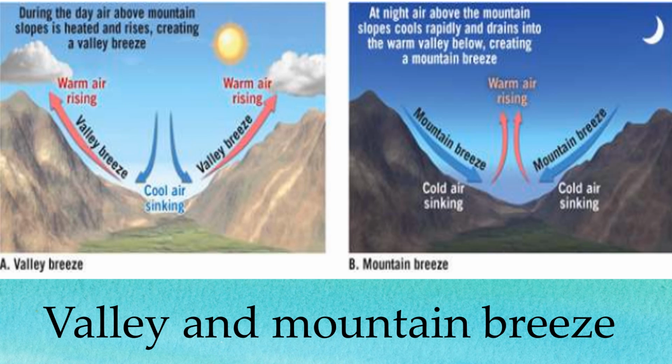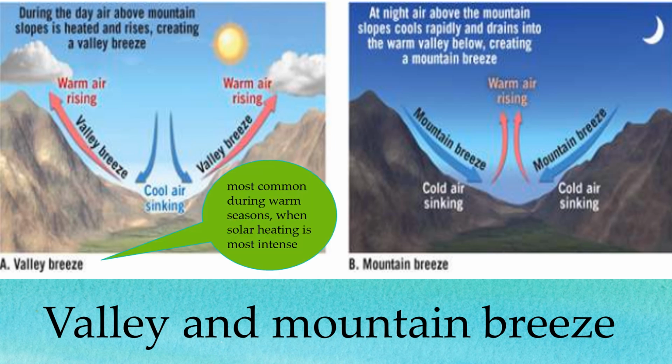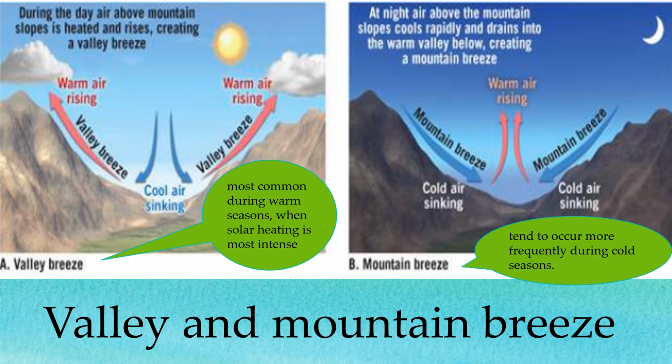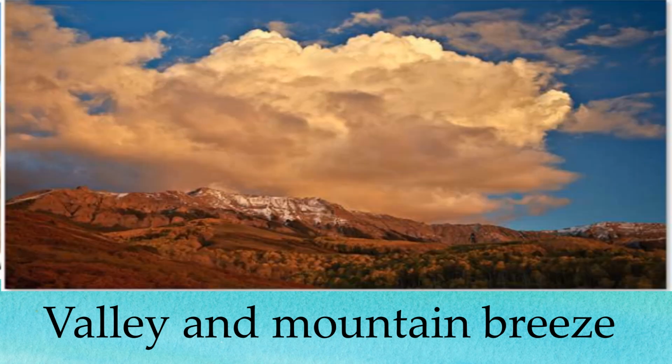This valley breeze is most common during warm seasons when the solar heating is most intense. It's very visible here, and the mountain breeze tends to occur more frequently during cold seasons. This is an example of the cloud that developed on the mountain peaks, and this signals the occurrence of the valley breeze, the daytime upslope of the valley breeze.